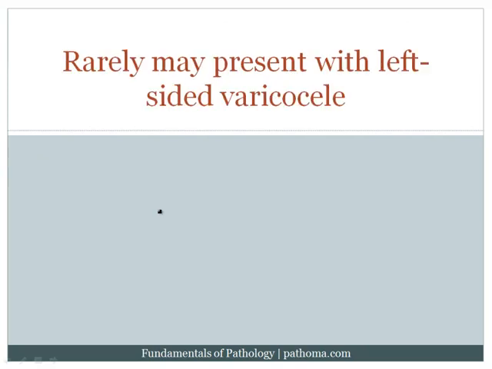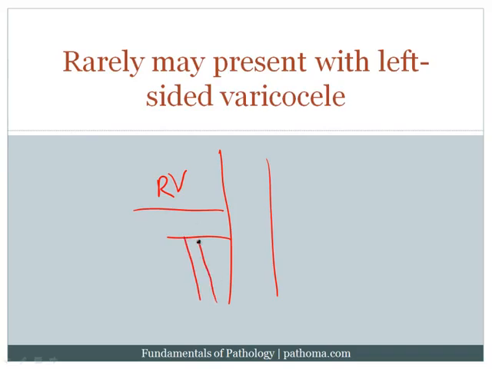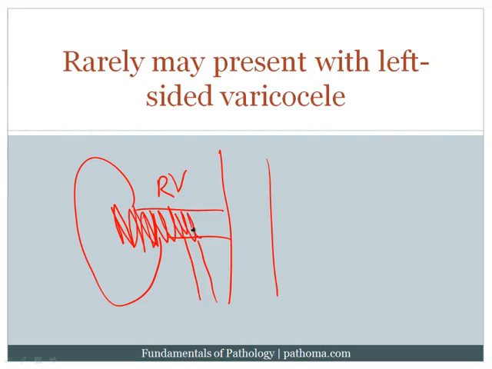Rarely, renal cell carcinoma can present with a left-sided varicocele. This is particularly high yield because of its anatomy tie-in. Let's recall that if this is the inferior vena cava and this is the renal vein here on the left side, that the spermatic vein drains into the renal vein on the left side. So if the kidney is here and renal cell carcinoma occurs, renal cell carcinoma has a propensity to involve the renal vein. So imagine that if it involves the renal vein and blocks the renal vein, that would block drainage of the spermatic vein, which would then result in a varicocele.